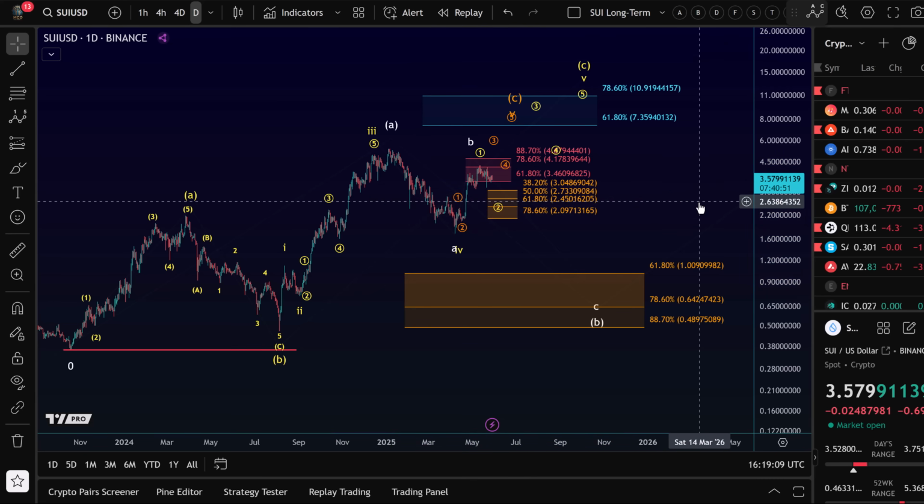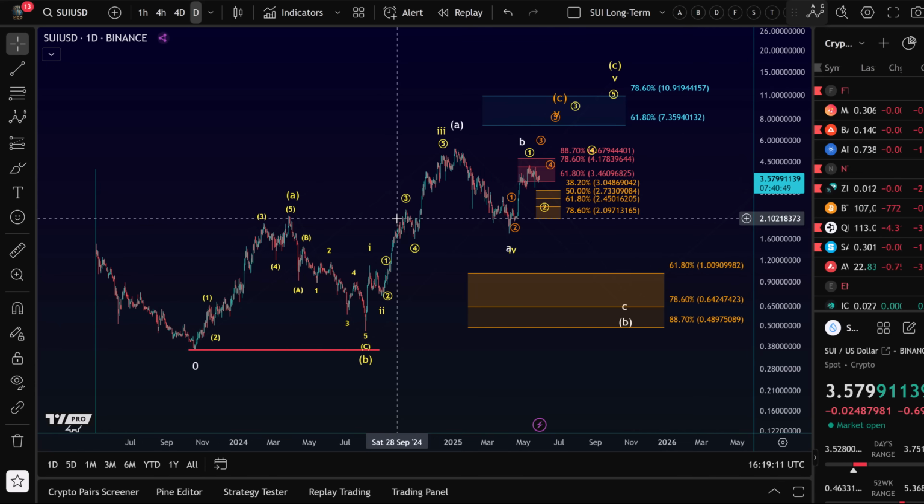But because of the depth of the pullback, we also have to consider that maybe that move up is already finished, okay?